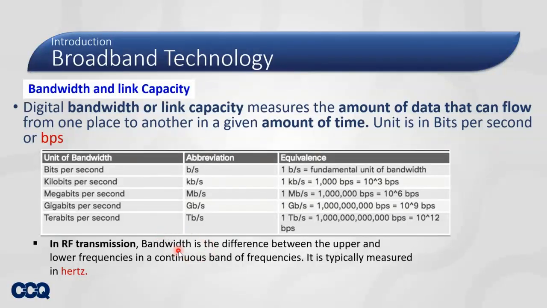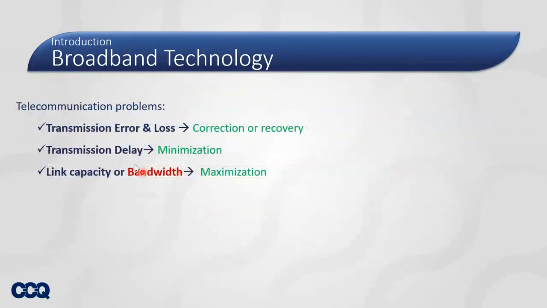And we also mentioned the bandwidth. In radio frequency transmission, which is the RF transmission, the bandwidth is the difference between the upper frequency and the lower frequency. So F2, which is the upper frequency, minus F1, which is the lower frequency, in a continuous band of frequencies. And this bandwidth is measured in hertz, which is the number of cycles per second.